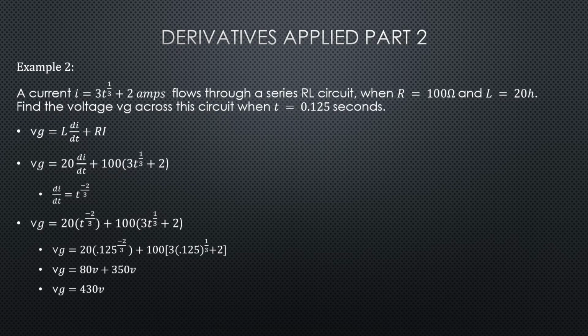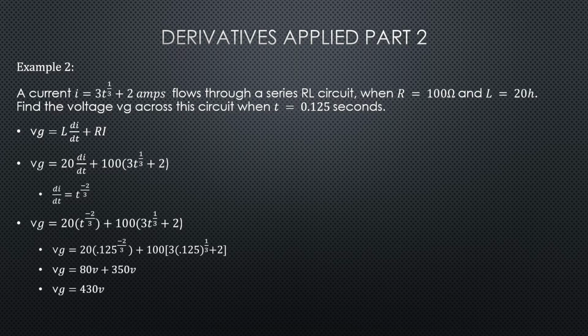Okay, example number 2. Now we're going to do Kirchhoff's voltage law, and we're going to find VG using the current. So we've got a current, I is equal to 3T raised to the third power plus 2 amps, flows through a series RL circuit when R is equal to 100 ohms and L is equal to 20 henries. Find the voltage across the circuit when T is equal to 0.125 seconds.